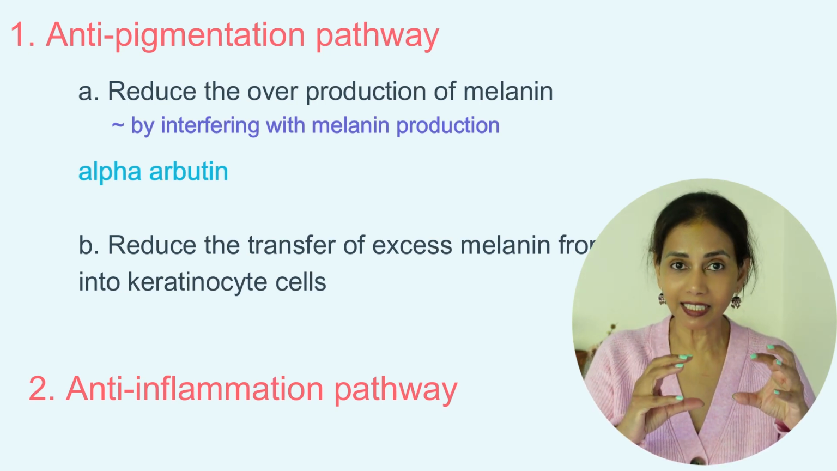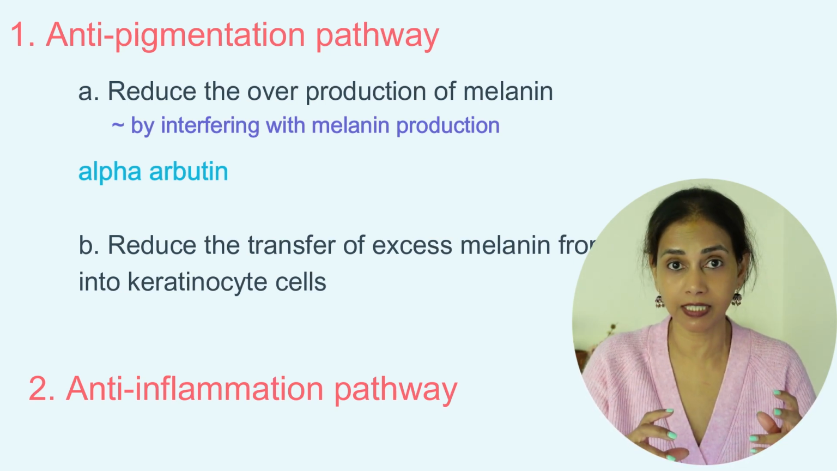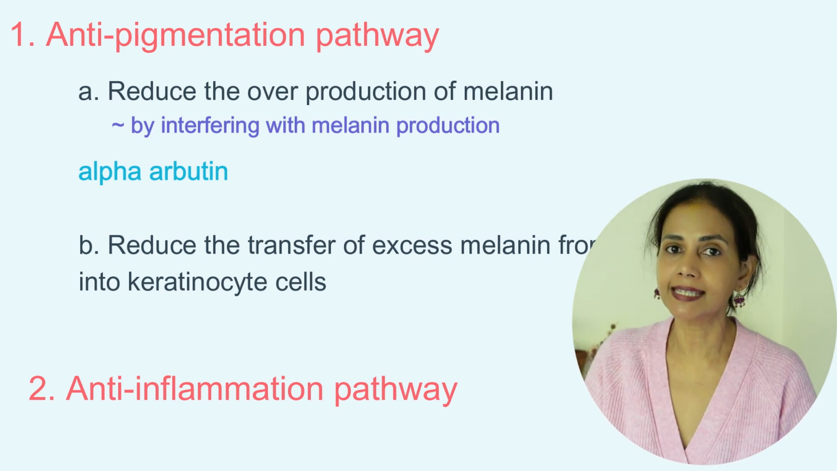By doing that, it makes it less effective. Once that enzyme becomes less effective, the melanocyte cells produce less excess melanin. Now alpha-arbutin is really a very powerful tyrosinase inhibitor. It actually releases something called hydroquinone very gradually and slowly.